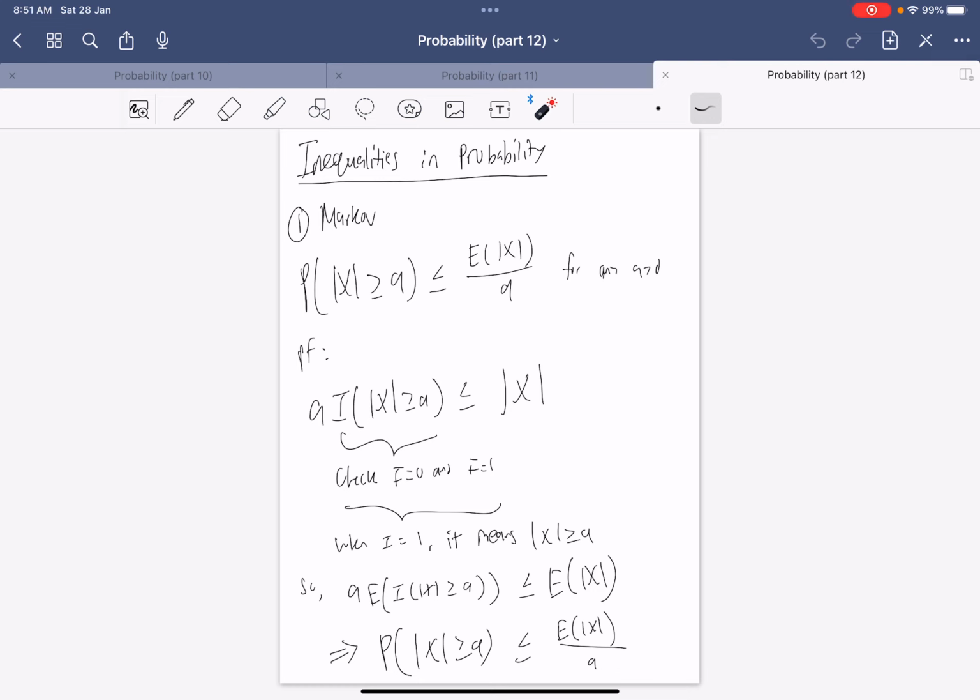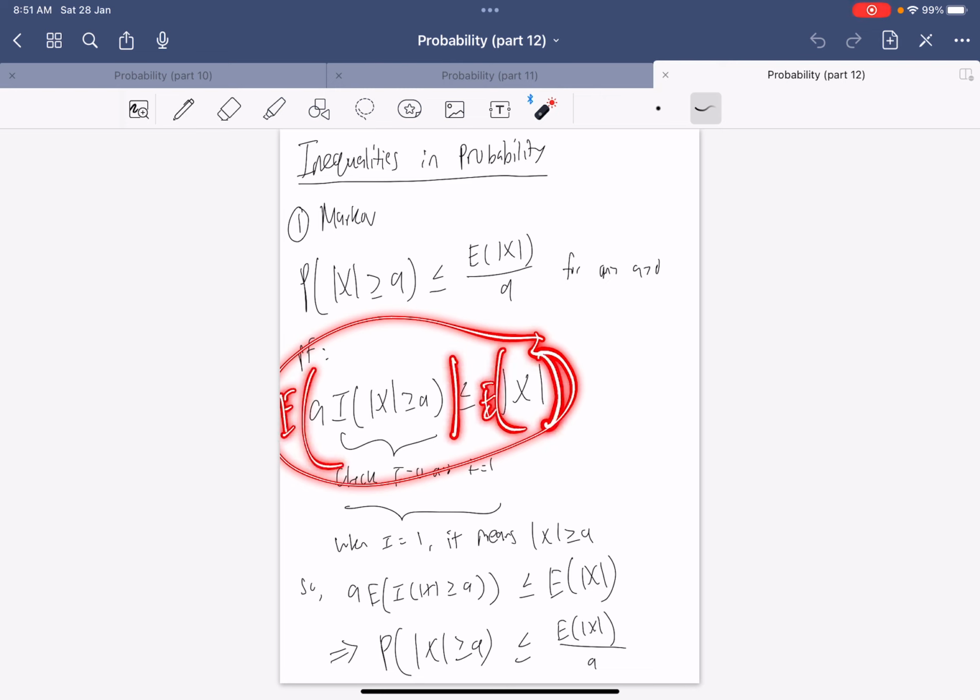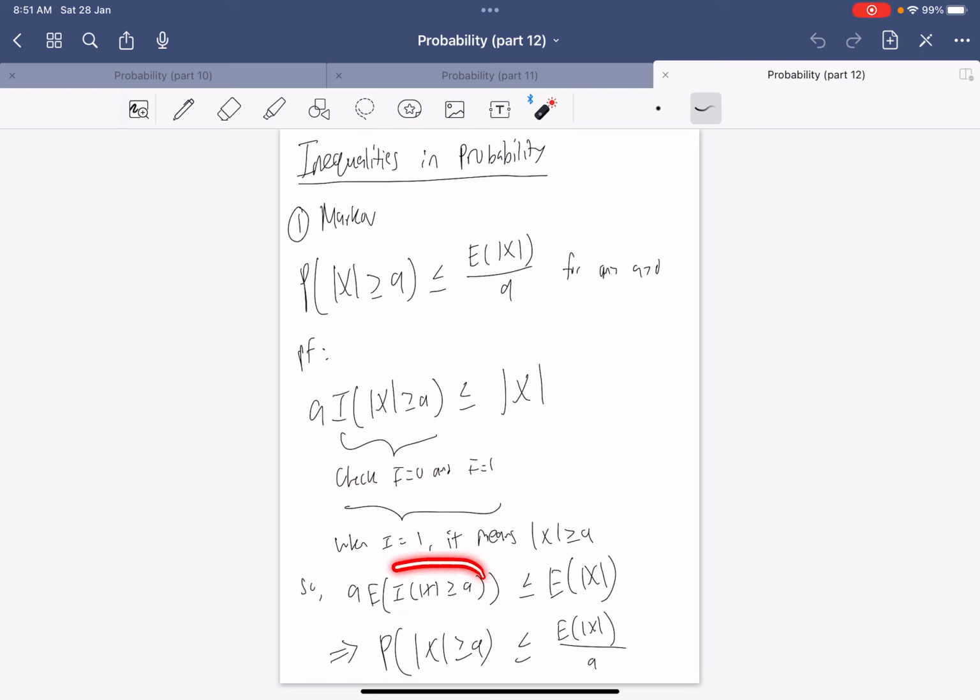Now you just take the expectation of this whole thing. So E of this is less than or equal to E of that. And the expectation of the indicator random variable just reduces to the probability. Then you just divide by A and you're done. So it's really clear how to prove the Markov inequality, and I'll move on.